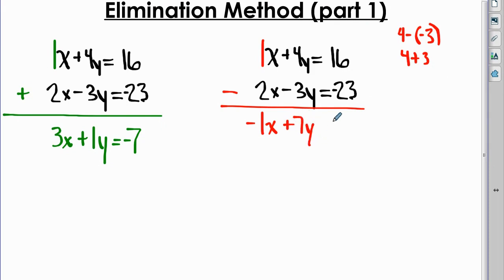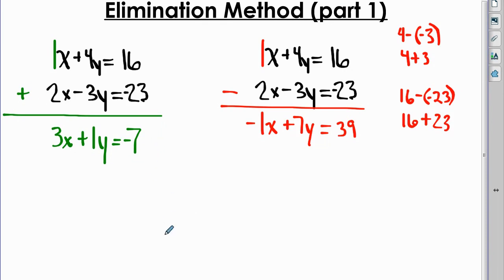y equals 16 minus negative 23. So again, that's a minus a negative. That's like adding. So that's going to be 39, because you're just adding those together, right? 16 plus 23. Okay. So you can add equations. You can subtract them. Now, how can we utilize that to help us solve an equation?